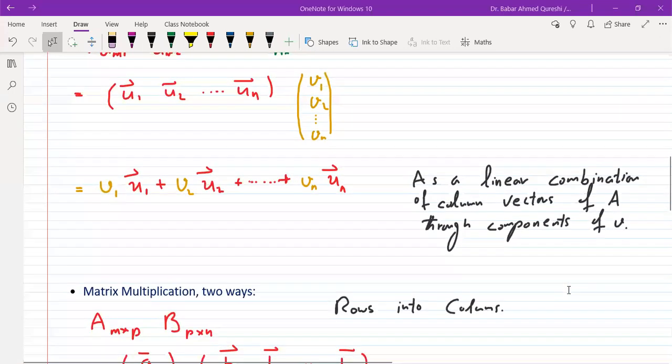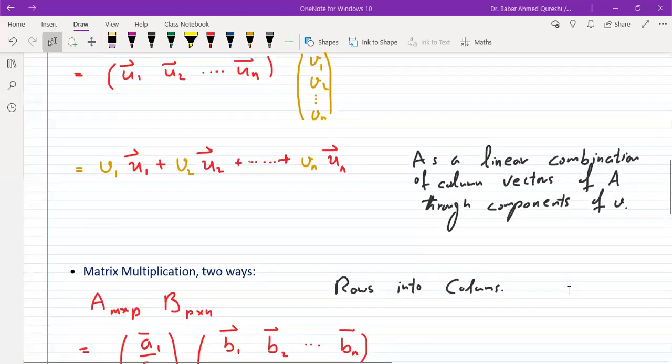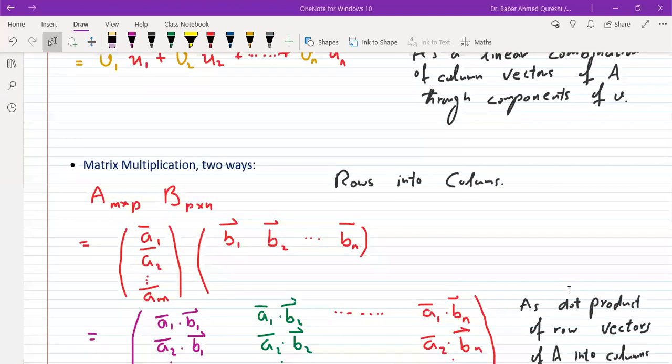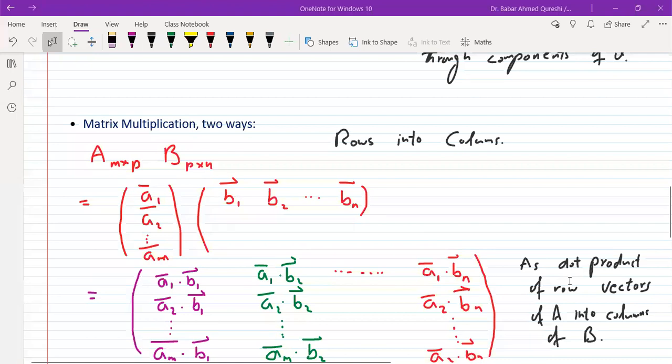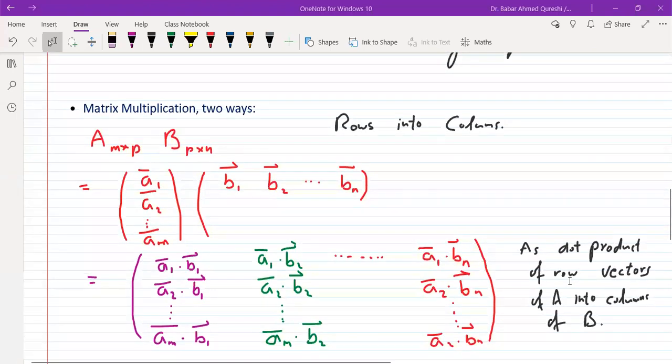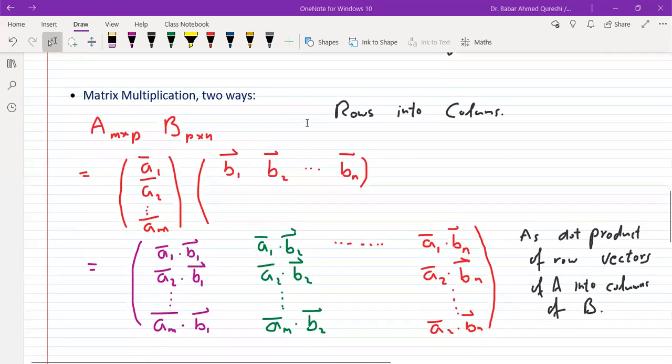Now, using this idea of multiplying a matrix with a vector, we extended it to thinking of matrix multiplication as similar kinds of operations. So if you have two matrices A and B, the number of columns in A must match the number of rows in B if you want to multiply them. So the first way is rows into columns. Think of the first matrix as composed of row vectors, and the second matrix as composed of column vectors.